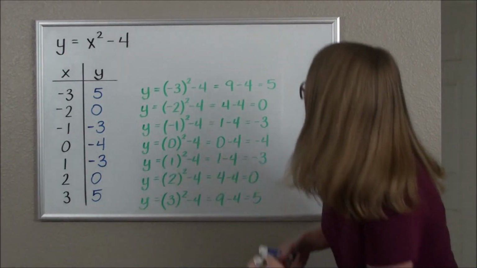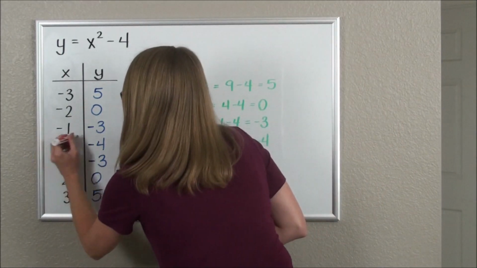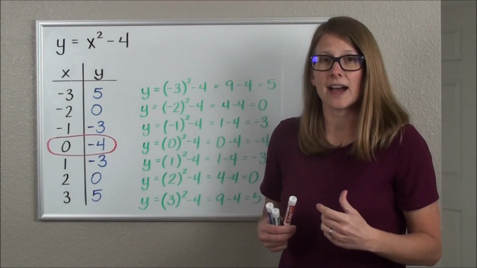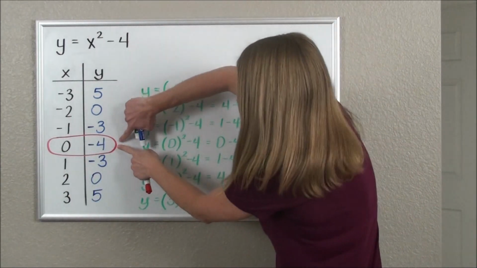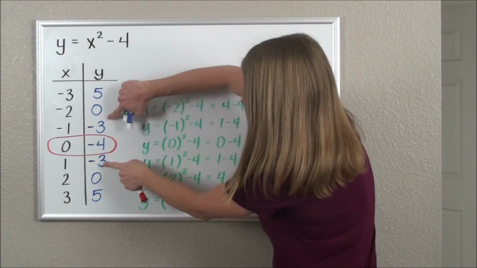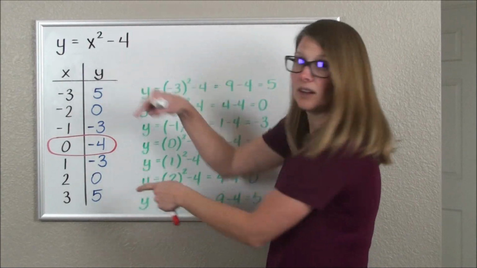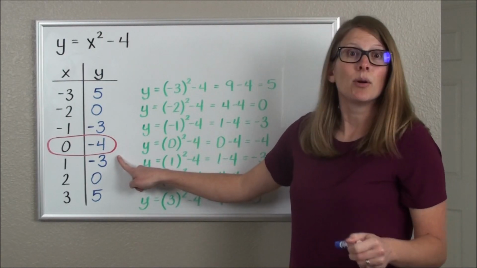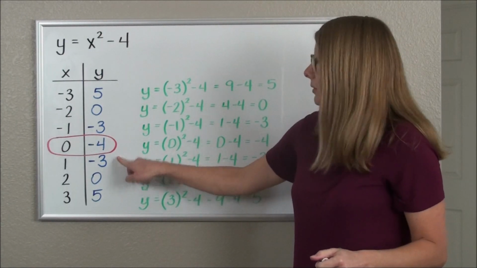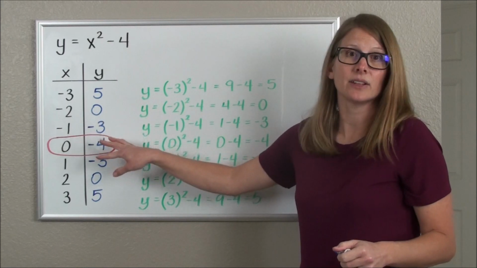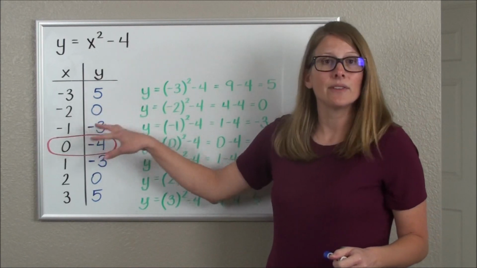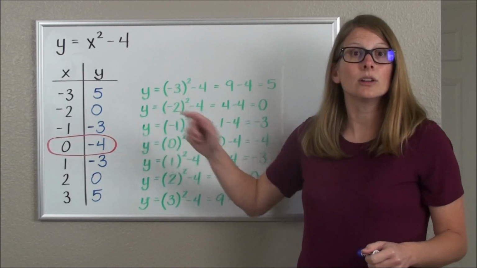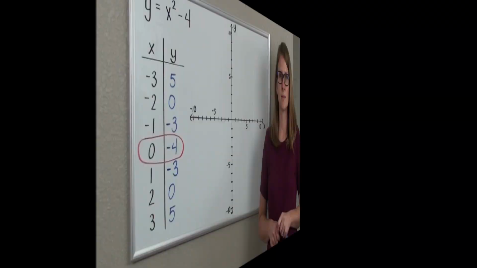If we look at this row right here, we notice that that row sort of acts like a mirror, where on either side of that mirror we see the same exact reflected y values. That mirror means something important when we go to the graph. So let's take this table of values and plot these 7 ordered pairs as points and see what that mirror looks like in the graph.